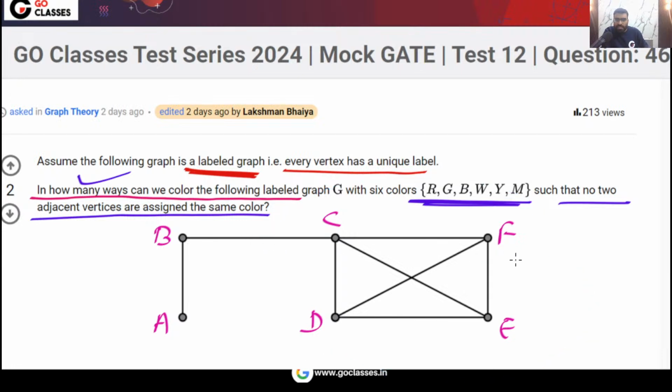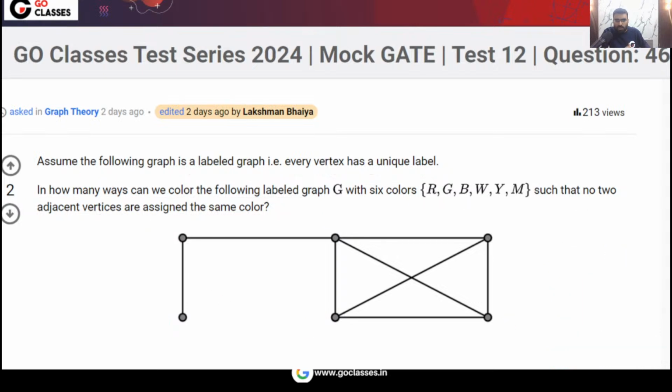You can easily check. Actually, the chromatic number will be 4. This is basically the chromatic number. So the chromatic number for this graph will be 4. But the question is not asking the chromatic number.